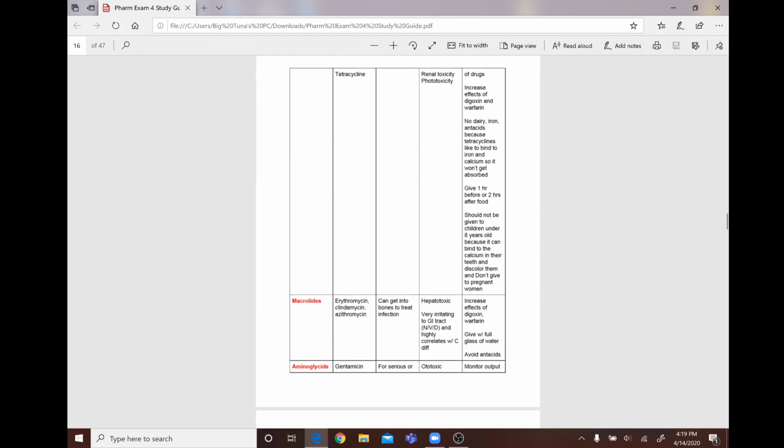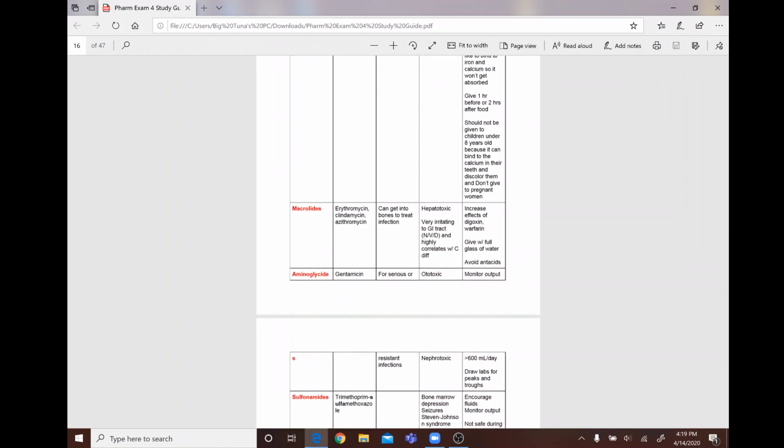All right, macrolides. Give me some examples of macrolides. Erythromycin, clindamycin, and azithromycin. What are macrolides used for? Can get into bones to treat infections. What are the side and adverse effects of macrolides?